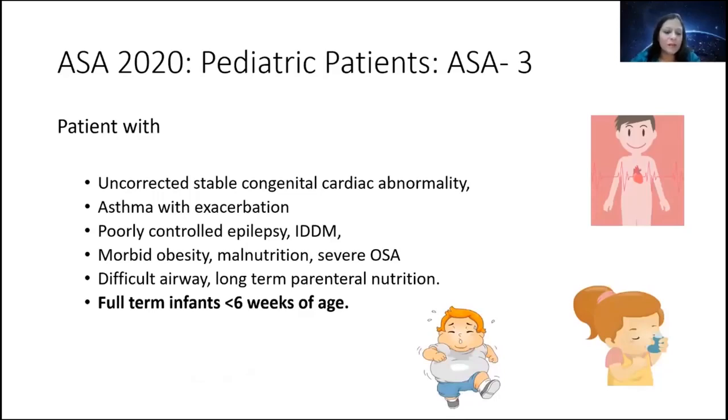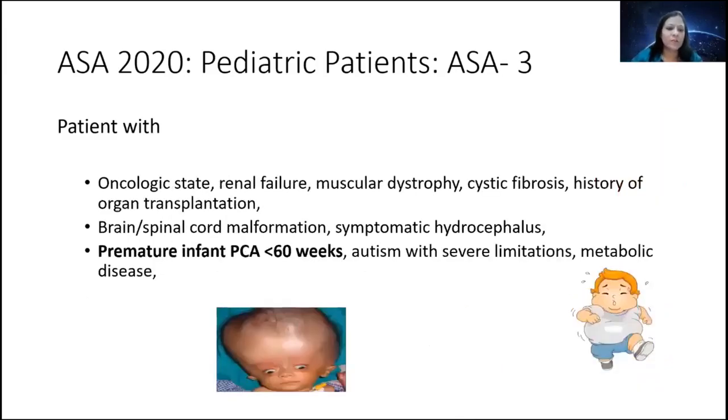Whenever there is a difficult airway, suppose you get a syndromic child, then remember that it is straight away ASA3, no matter whether it has any further anomalies or not. But if difficult airway is there, then it is ASA3. Children on long-term parenteral nutrition are ASA3. And if an infant comes to you who has an age of less than 6 weeks, then you consider it as an ASA3 patient. So you have to be extra cautious. Also, pediatric patients with oncological state, renal failure, muscular dystrophy, cystic fibrosis, or history of organ transplantation are ASA3.